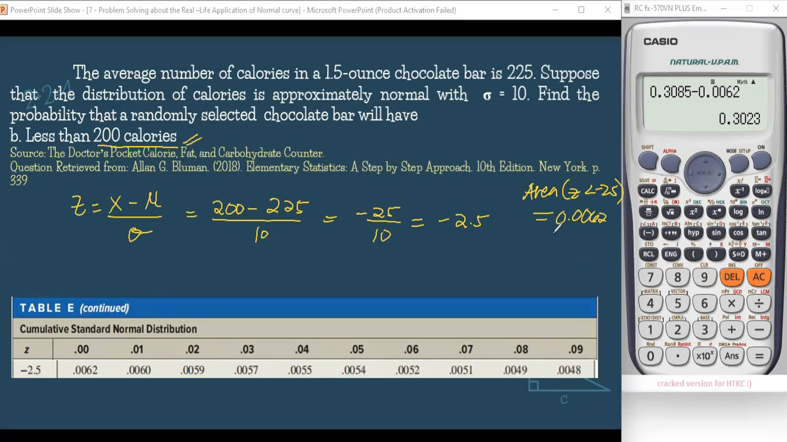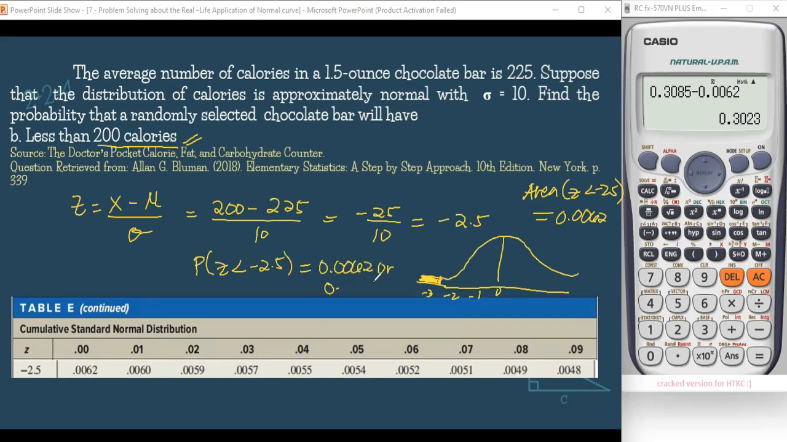Less than 200 calories. Since ito po is to the left naman, ibig sabihin po from 200 sa negative 1, negative 2, and negative 3. So dito po sa part na ito, pag mula dito hanggang doon, the probability daw po of getting 200 calories or less than 200 calories, probability of z less than negative 2.5, is equal to 0.0062 or 0.62%. And that is our final answer.